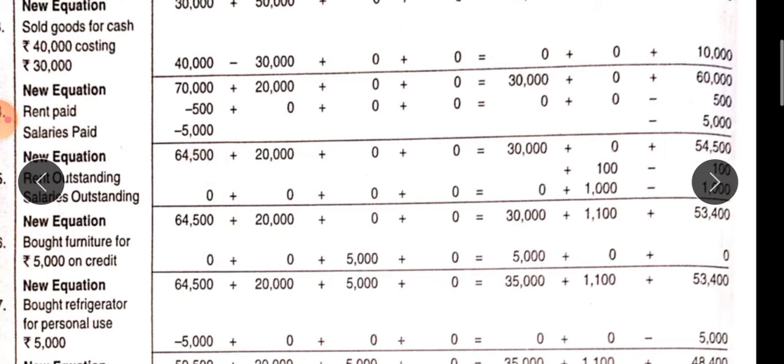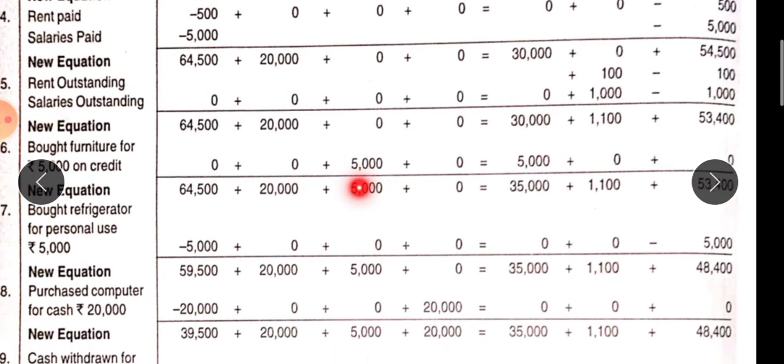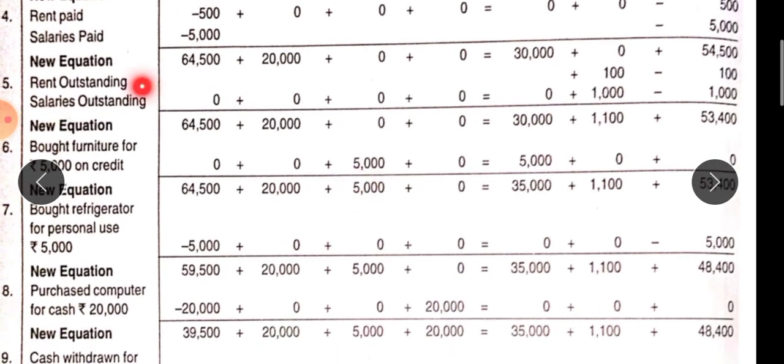Now see, the fifth transaction is new to you all. Rent outstanding. That means the expense has been incurred but we have not paid in cash, so it is still a liability for us. Rent outstanding, we have to pay but we have not paid, so our liability has increased.